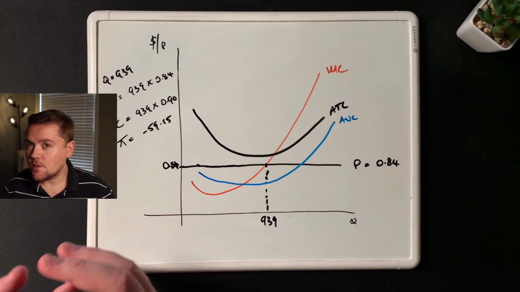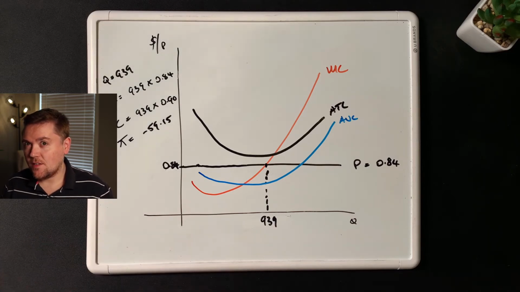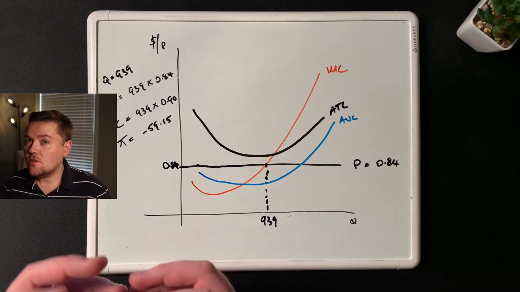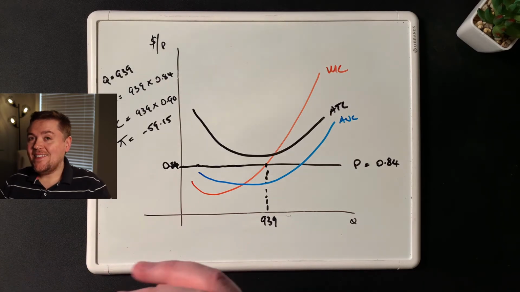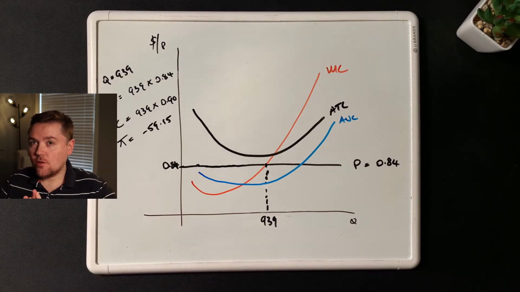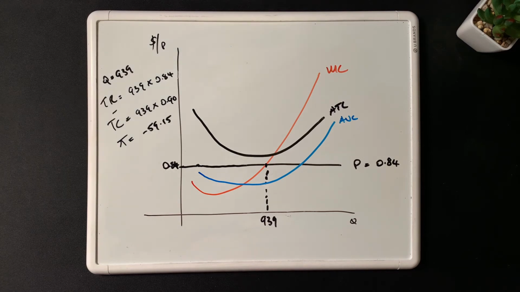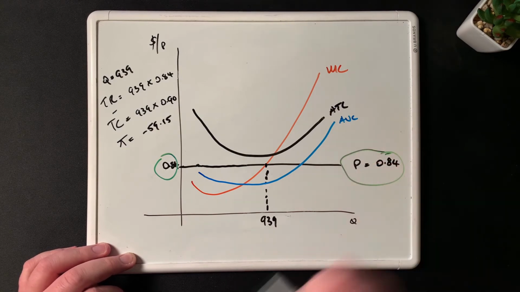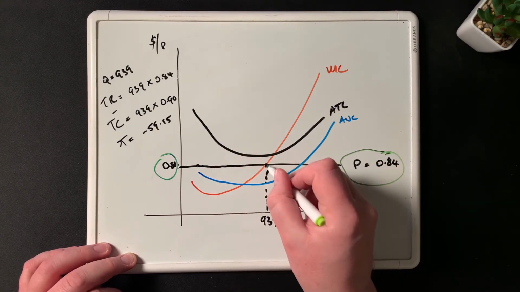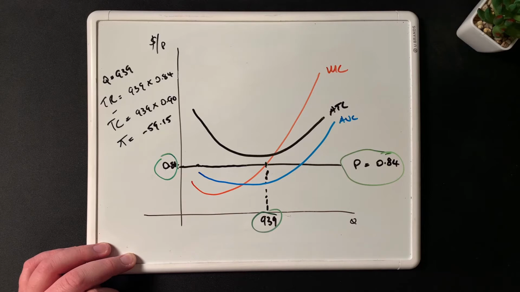Okay, so taking a look at this problem, what I've done on the whiteboard is that I've already drawn in the marginal cost curve, the price, or what's called the marginal revenue curve, and the average variable cost curve and average total cost curves. And what we can see is that at a price of 84 cents, P equals 84, we go across to our marginal cost curve and we get our supply of 939.